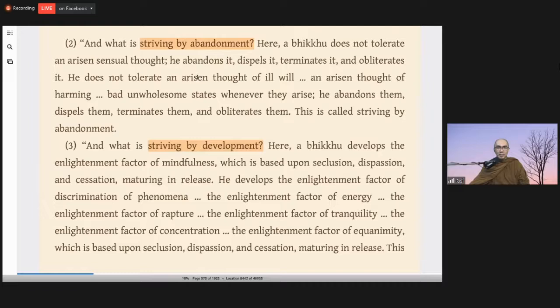Striving by development. Here, development is more in the sense that you don't have it, now you arouse it and you develop it. Here, a bhikkhu develops the enlightenment factor of mindfulness, which is based upon seclusion, dispassion, and cessation, maturing in release. Then the factors of discrimination of phenomena, energy, rapture, tranquility, concentration, and equanimity.